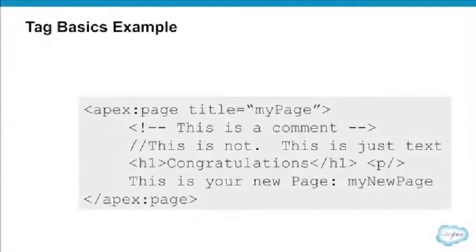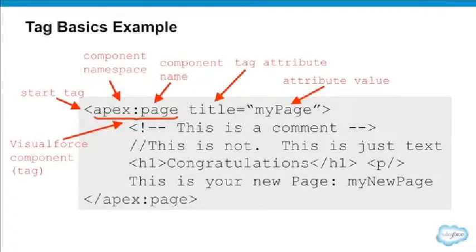Here's some example markup. So here we have our page tag with the title attribute. Comments, this being a markup language, are done with the angle bracket bang and then dash dash, and then closed with the dash dash angle bracket. If you do an apex comment, it's merely going to display it. So here we have our one-line apex comment.